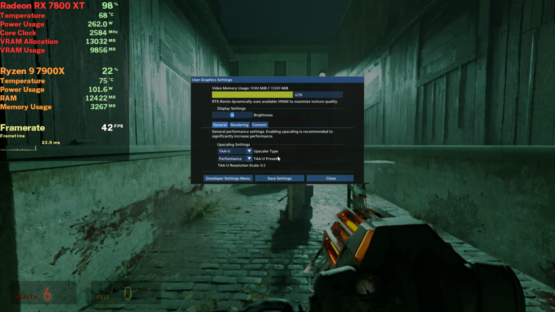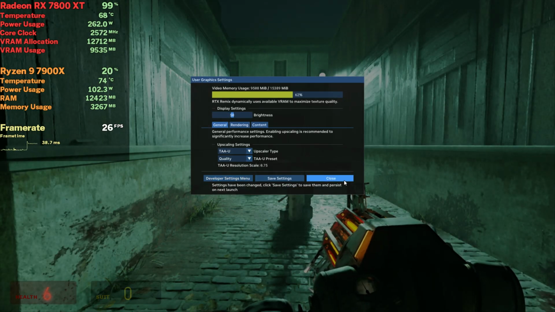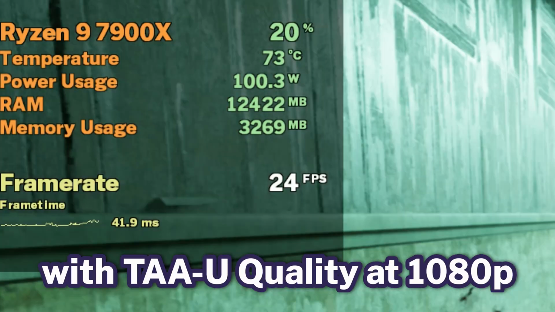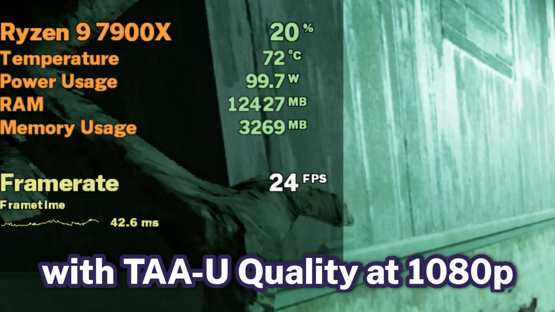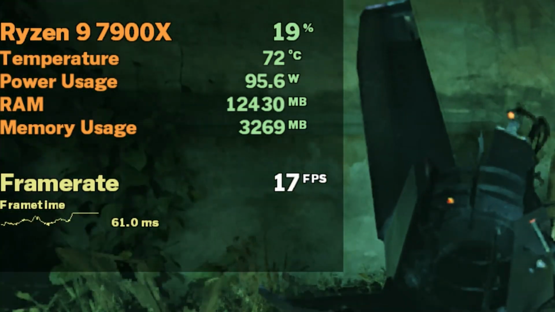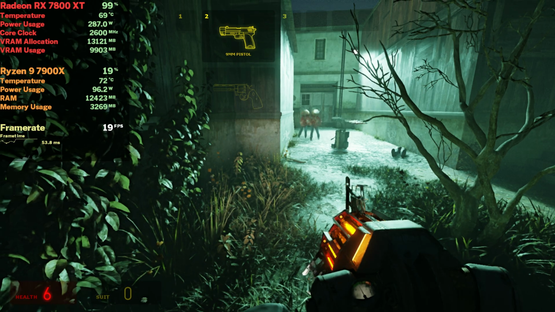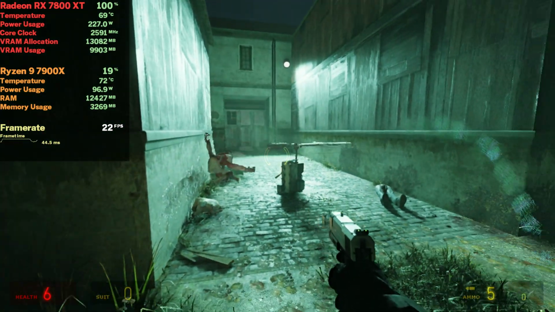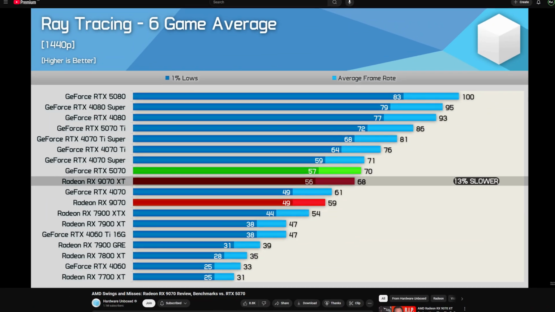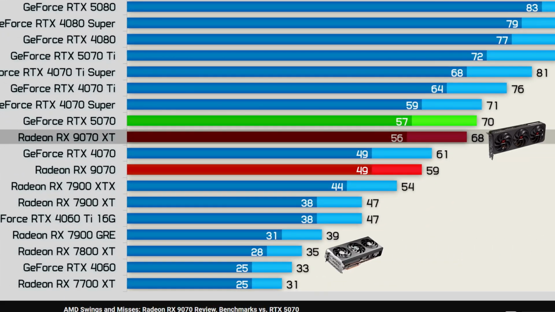What happens if we turn TAAU up, even to quality? It still doesn't look good. And we're getting 25 FPS, 17. With the RX 7800 XT coughing up encrypted sludge, I then decided to move on to the RX 9070 XT. On paper, this should slaughter the last gen card in terms of ray tracing performance, but will that matter in the Nvidia RTX Remix school?